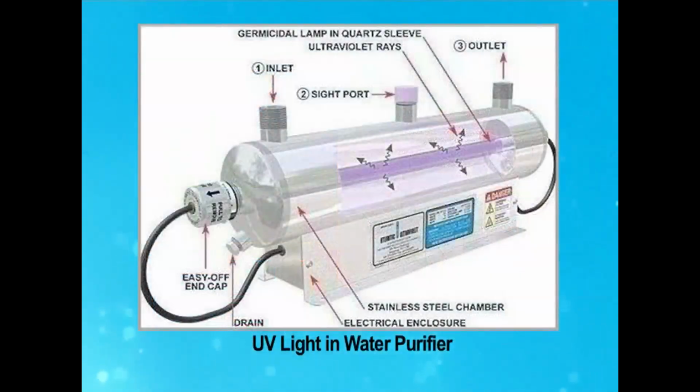Here you can see in this picture, this UV lamp or the germicidal lamp is present in this chamber where the water comes inside with the help of this inlet. It is kept for some time, which is called the holding time, during which the microorganisms present in the water are killed and ultimately the water is taken out with the help of this outlet. So this is the function of the UV lamp in a water purifier.